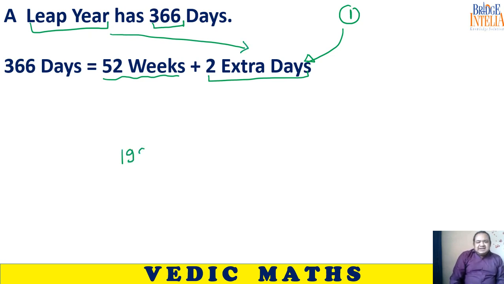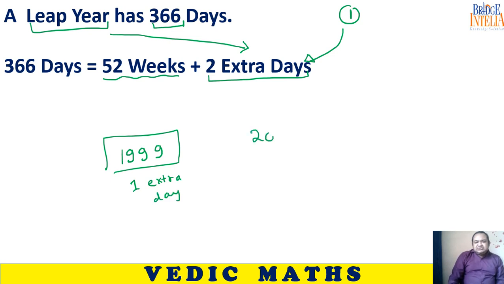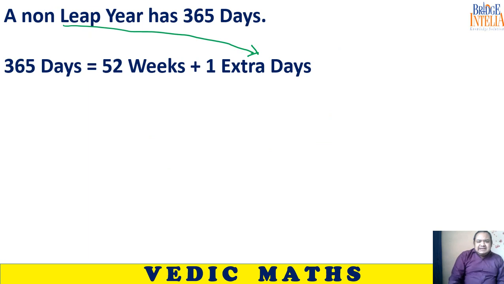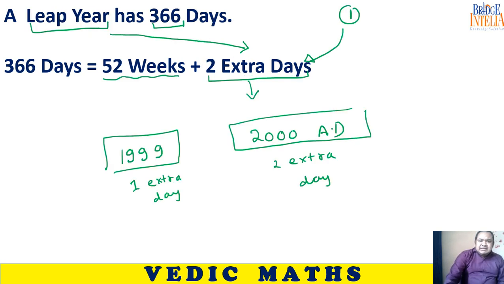So the year 1999 generated one extra day because it is a normal year. The next year, 2000 AD, is a leap year, and any leap year generates two extra days. This is the fact that you need to remember to solve the remaining pattern of questions. Simple fact: a normal year generates one extra day and a leap year generates two extra days.